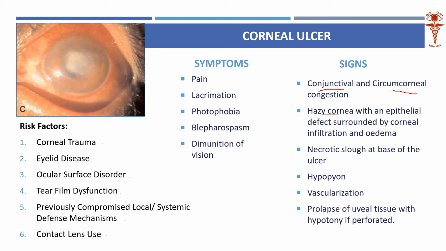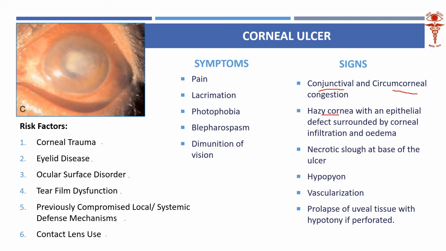Next, hazy cornea. Needless to say, there is hazy cornea, and that hazy cornea has an epithelial defect over it. So what you see is a stromal infiltrate. These white sediments are there in the stroma, and above that, if you see closely, you will see an epithelial defect. That is why it is called an ulcer. An ulcer is basically an epithelial defect with an underlying infiltrate.